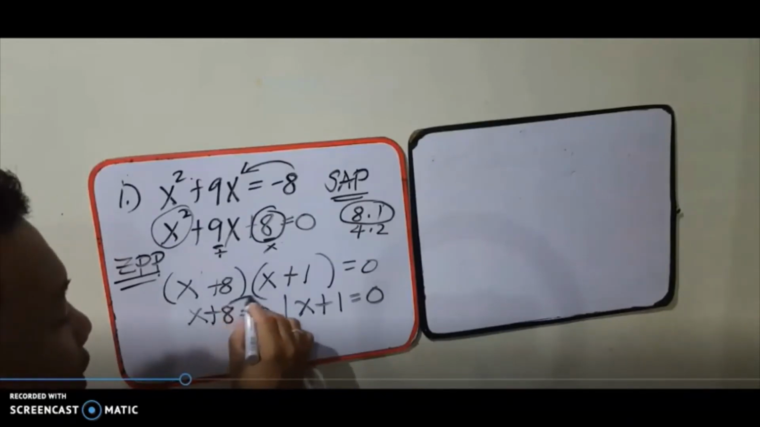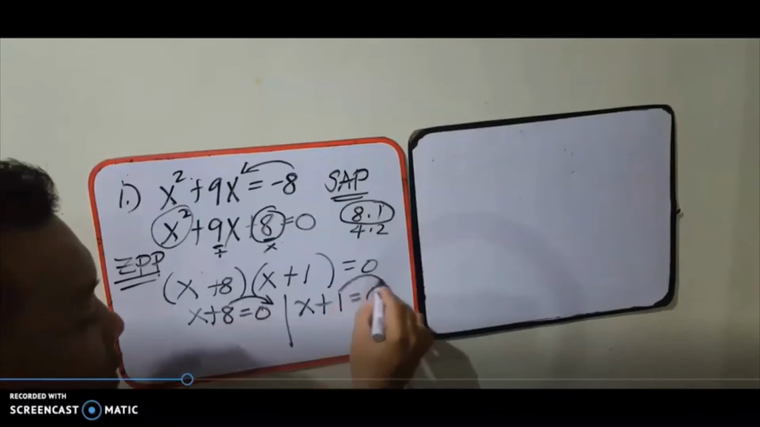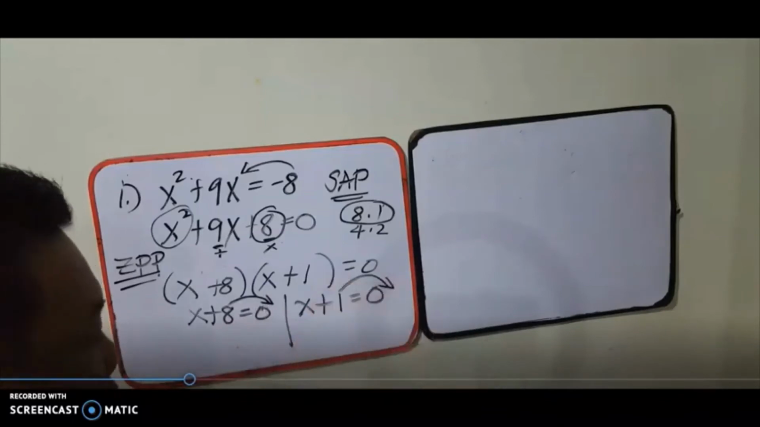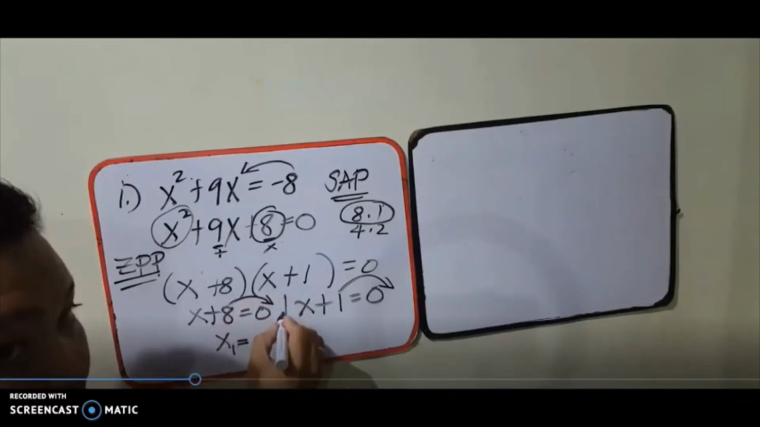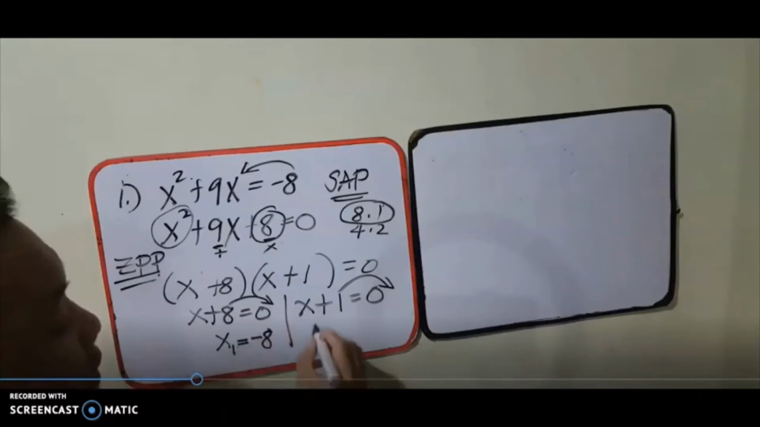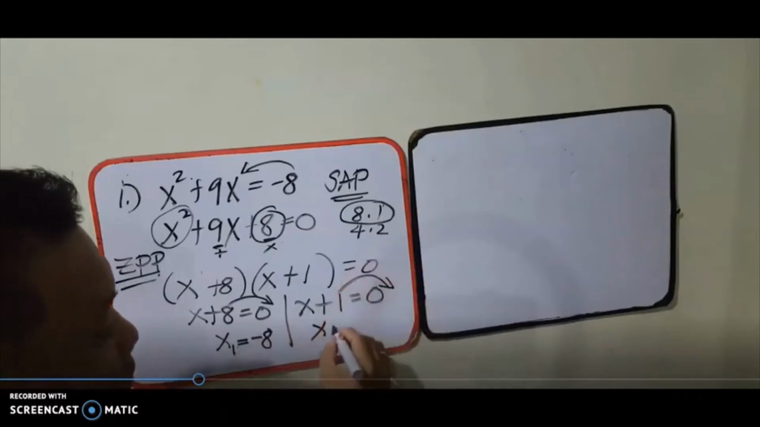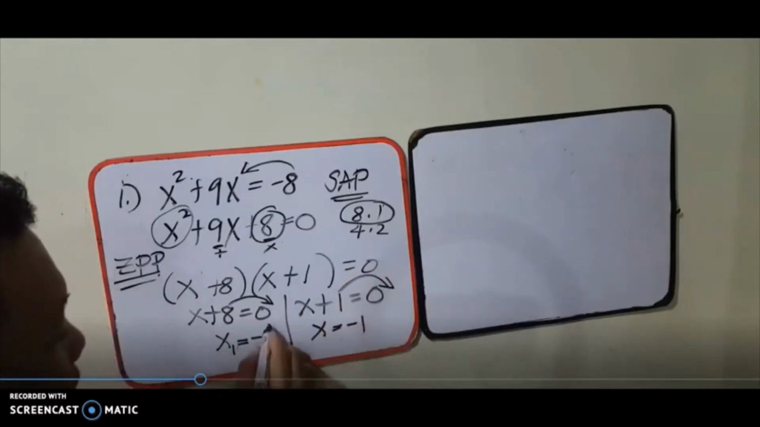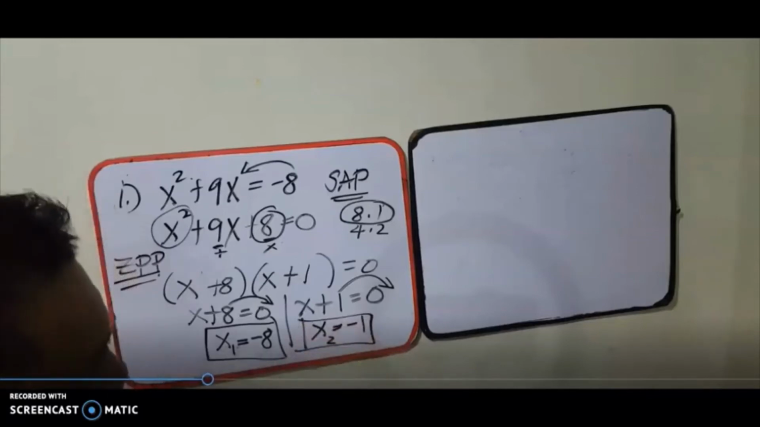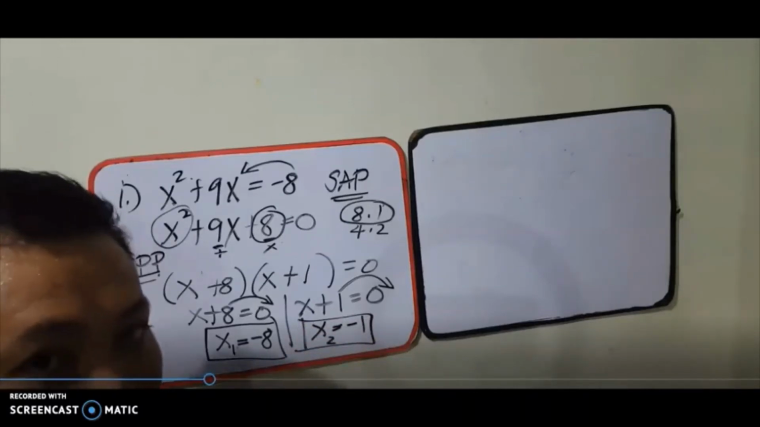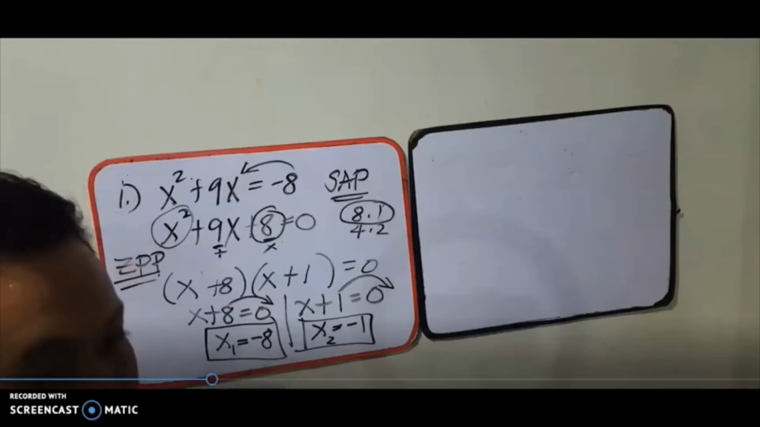Solve for x by moving 8 and 1 to the other side of the equation. Then x sub 1, the first solution, the 8 will become negative 8. Then x is equal to, moving 1, that will become negative 1. Therefore, the solutions are x sub 1 is negative 8, while x sub 2 is negative 1. That's how we make use of factoring as a method in solving a quadratic equation.